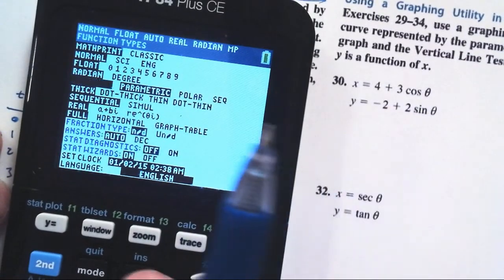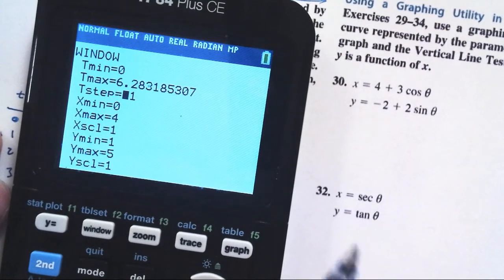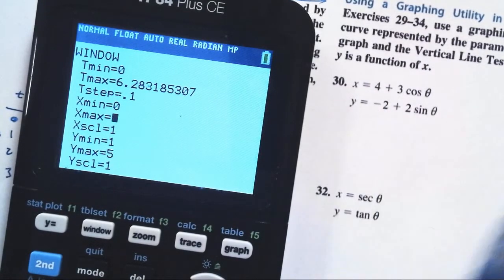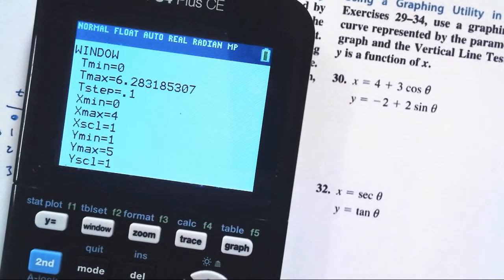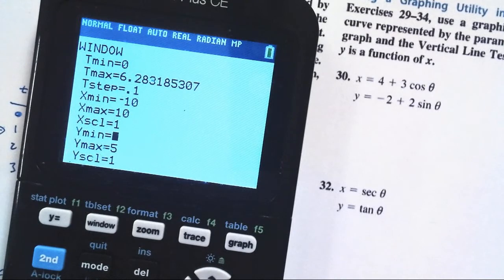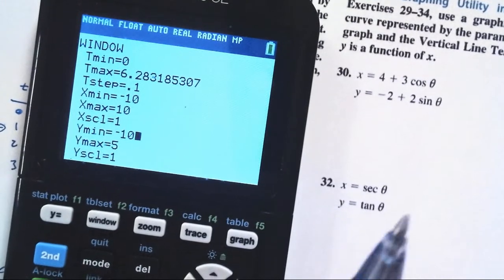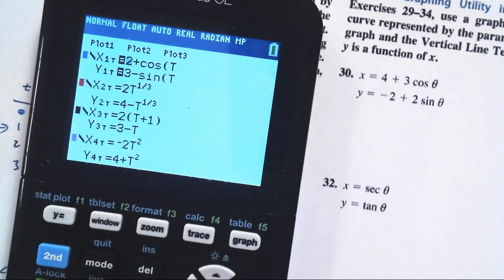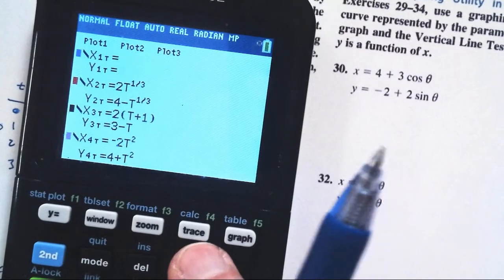I'm going to go back into window. I think I'm going to, just because I don't know exactly where this is going to appear, even though I think maybe it's to the right and down, I'm going to go x min negative 10, x max 10, y min negative 10, y max 10. And now we're going to go in here and we're going to change these guys. So I guess I could clear all of this stuff out, but I'm only going to be graphing the first ones anyway.